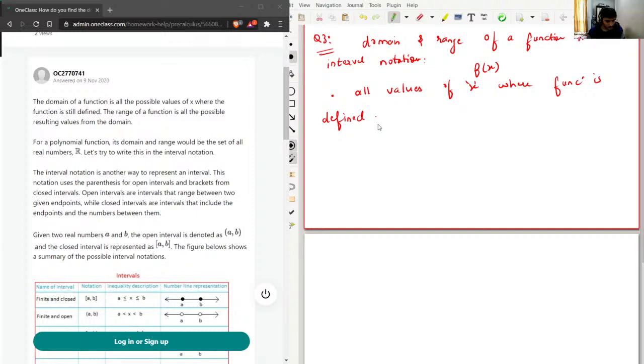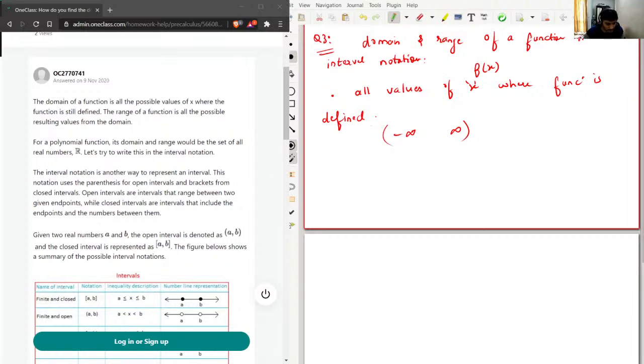And we find the range. For a polynomial function, its domain and range would be the set of all real numbers, so it is going to be from -infinity to +infinity. But we check with the function at what points there is a breakage, for what values of x the function is not defined, then we exclude those values from the given range. So this is the range of real numbers.